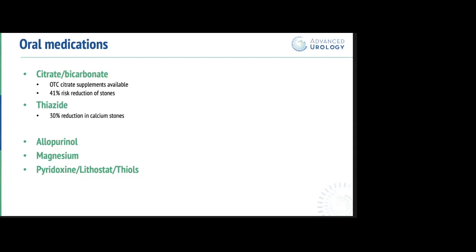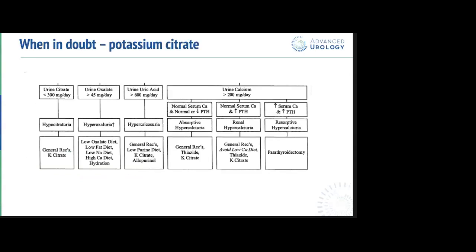Magnesium itself is a natural stone inhibitor, and it can be used in patients who have hypomagnesiuria, which you'll find on the Litholink. And then other specific medications for treatment of oxalate, cystine, and matrix stones are pyridoxine, Lithostat, and thiols also. So, these are the most common kinds of urinary abnormalities that we talked about.